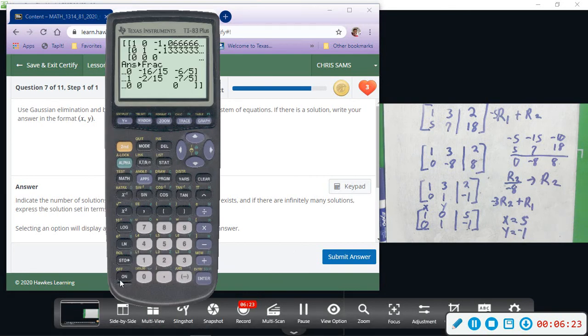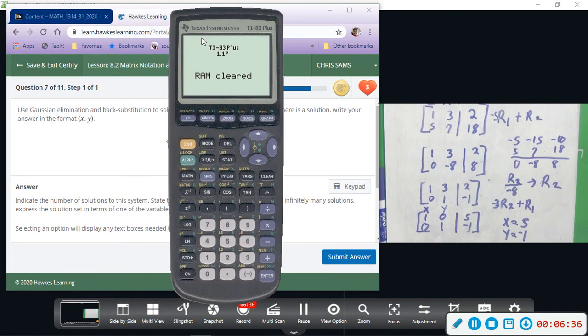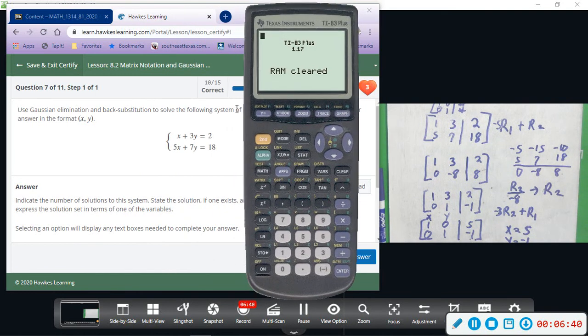I'm going to turn this on. I'm going to clear out what I have. Second plus 7, 1, and 2, and reset the calculator. Alright, so I'm starting from the top, just entering the coefficients from the original equation.